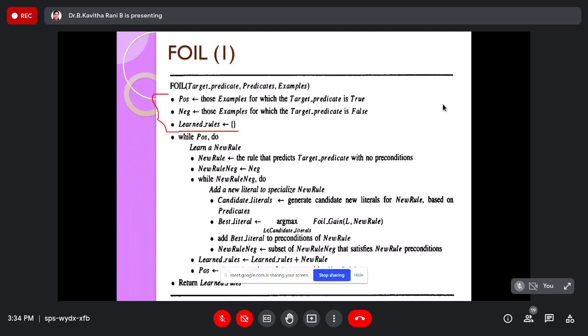Now this is our inner loop. In the inner loop it just works like learn one rule. We have seen learn one rule earlier, and it works the same way. So this is a combination of the sequential covering algorithm and the learn one rule algorithm. These two are combined to form first order rules. Learning first order rules: what you are going to do is learn a new rule.